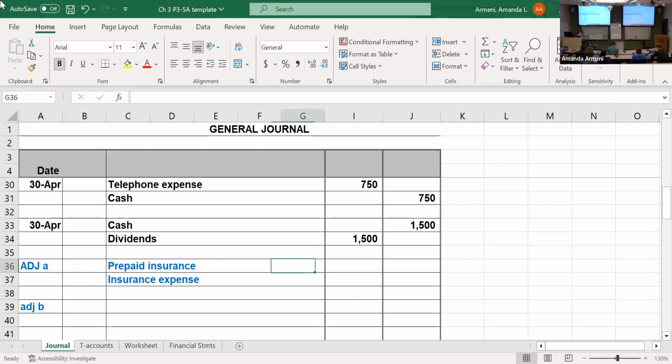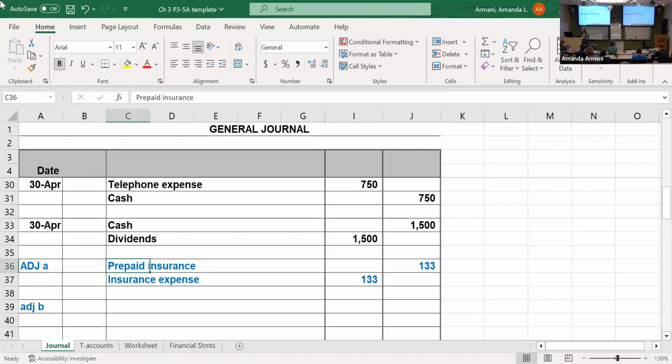Insurance is going to be a credit. We are using our asset. When you use your asset, make it go down, right? The value of our prepaid insurance should decrease. Why? Because we're using it, right? And when we use it, we have to show that we have that additional expense, insurance expense, okay?